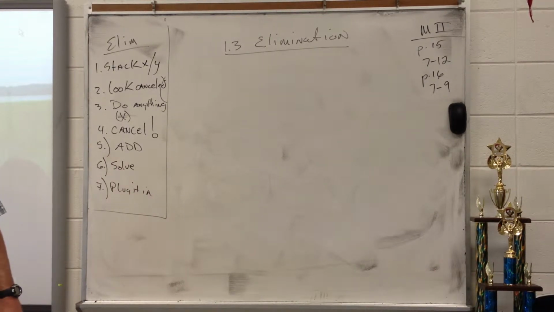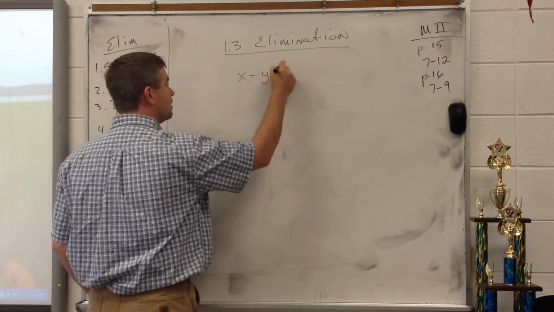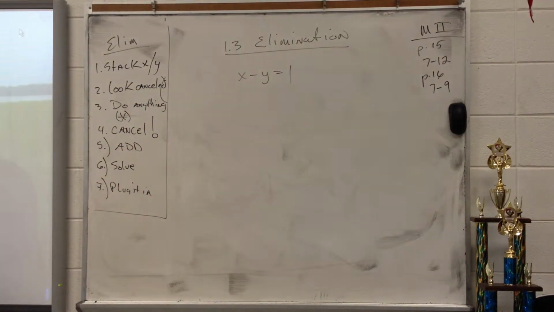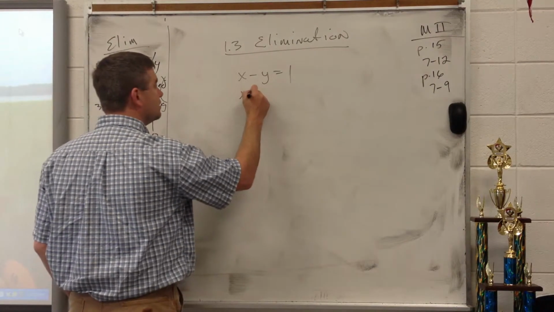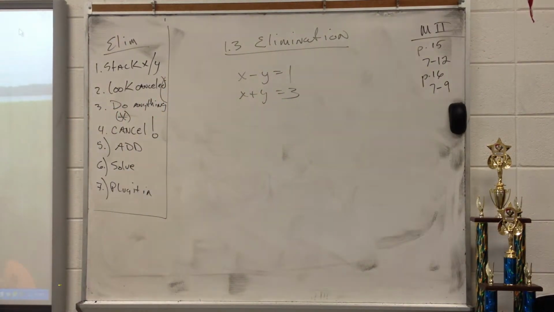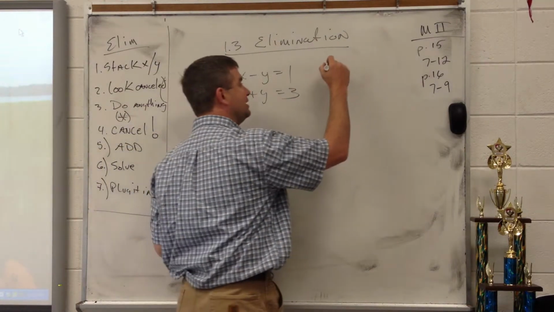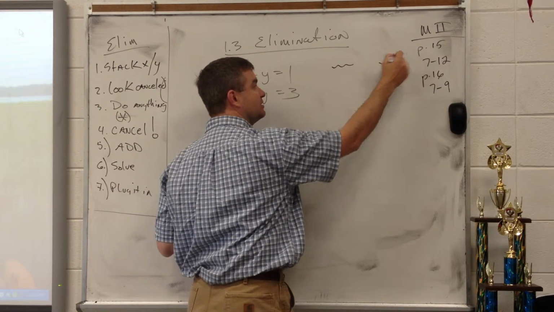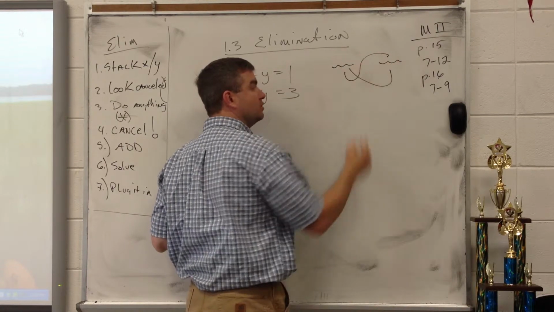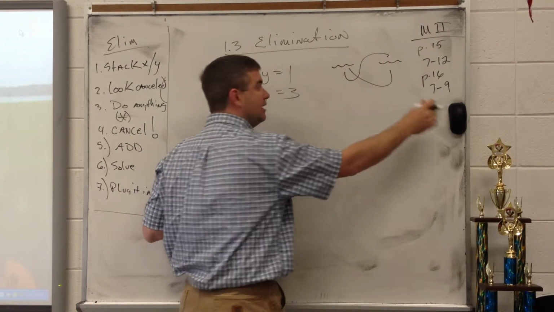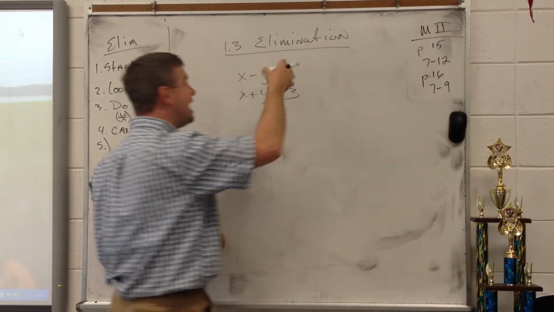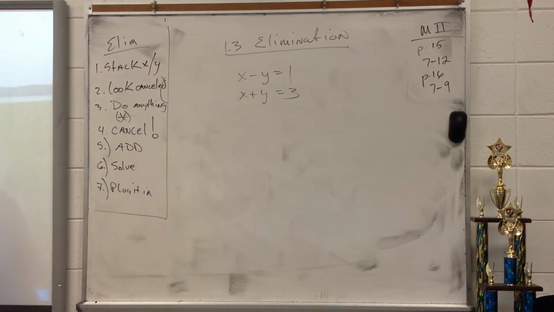x minus y is equal to 1, and then x plus y is equal to 3. Okay? So, first step is stack. When it says stack, that means get all your x's lined up, your y's lined up, and your numbers lined up. Remember when we did substitution, we had something over here and something over here, going into each other, side by side. In elimination, we don't want to do that. We want them stacked like this: x's over x's, y's over y's, numbers over numbers, and it always equals a number on that side.